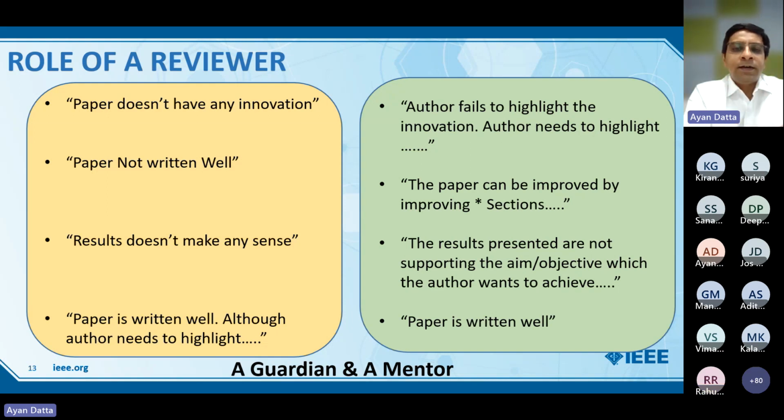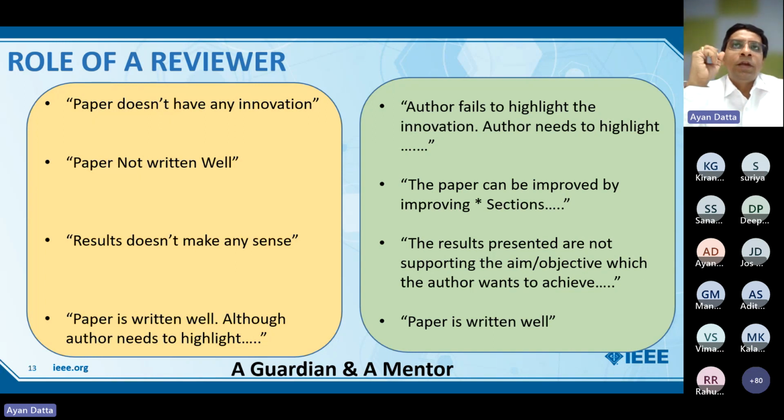Whereas on the other side, a reviewer wearing both the guardian and mentor hat writes that the author fails to highlight the innovation. The author needs to highlight how the innovation is coming out through the idea which is proposed. So this is the difference you bring in, that you are not only a guardian, right? You are definitely a guardian to make sure the quality is at par with what IEEE expects.